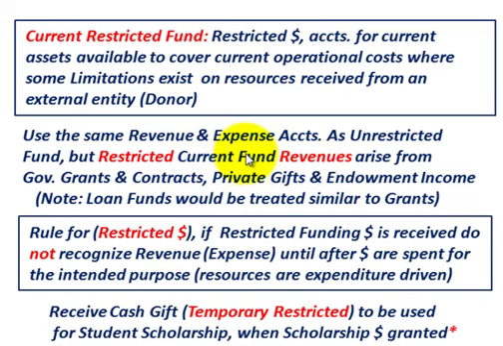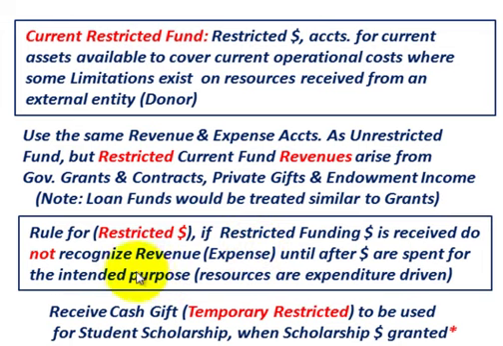We're going to have restricted current fund revenues, and they're going to arise from things like government grants, contracts, private gifts, and endowment income, for example. And one note here, our loan funds would be treated similar to grants. This is where the rule for unrestricted or restricted dollars comes into play. If you have restricted funding dollars received, you do not recognize any revenue or expense until after those dollars are spent for the intended purpose.